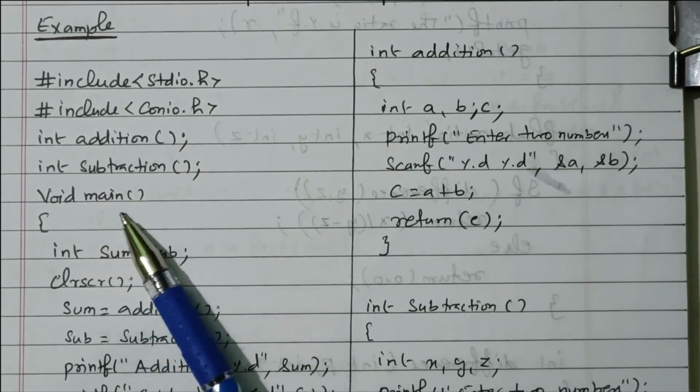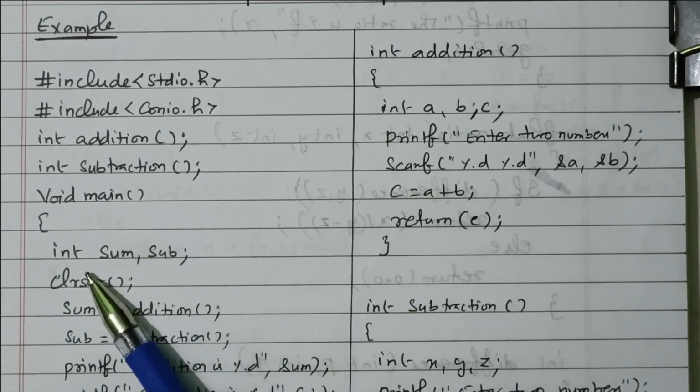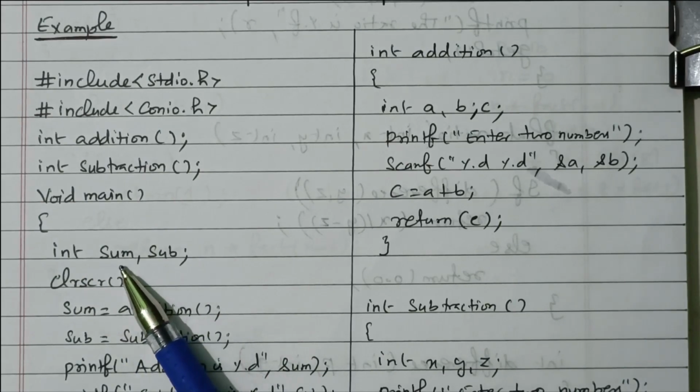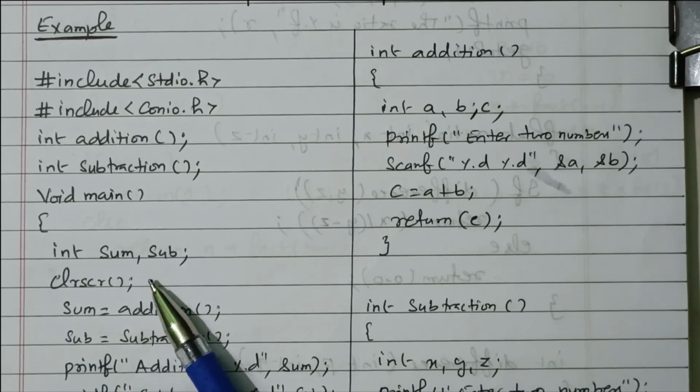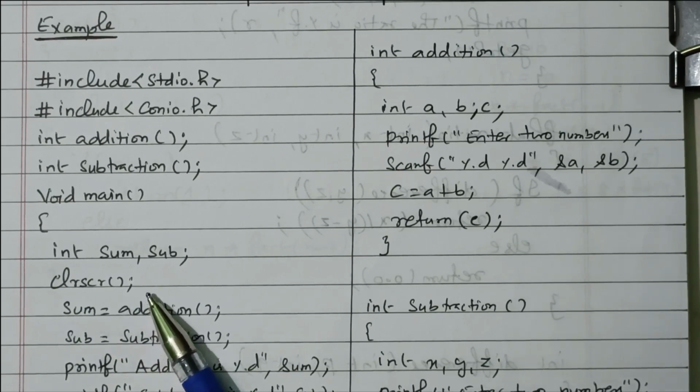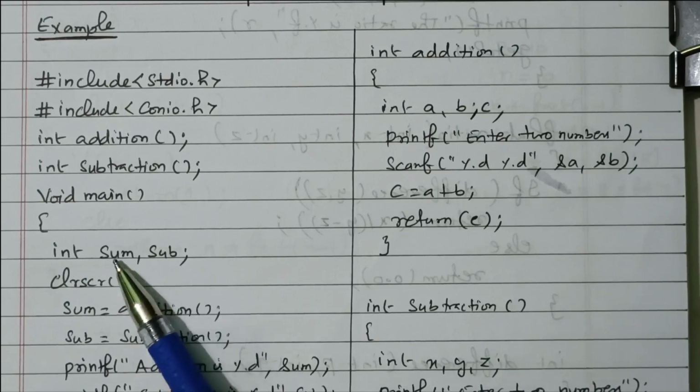Then we will start the main program. Here we are declaring two variables, sum and sub. Our aim is to add two numbers and subtract two numbers. The sum of the two numbers is stored in sum, and the difference of the two numbers is stored in sub. After clrscr, we are calling the two functions. Because no arguments are available, we just call the function. We are not going to pass any variable, so the inputs are not needed here. Only these two are outputs.